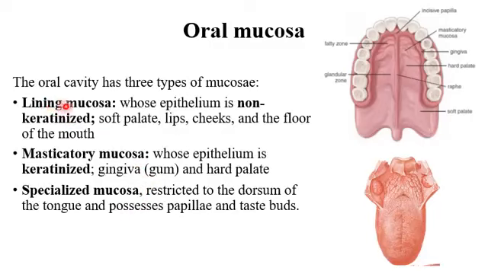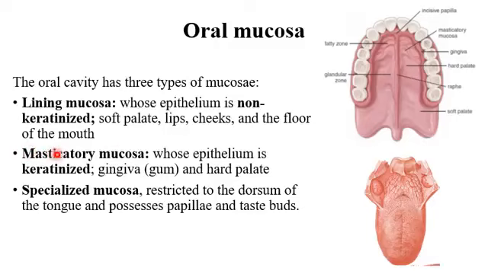The first type is the lining mucosa, and this type can be found in the soft palate, lips, cheeks, floor of the mouth, inferior surface of your tongue, and alveolar mucosal surface. At these sites, the lining mucosa covers muscles like your lips, cheeks, and tongue, bone as in the alveolar mucosal surface, or glands as in the soft palate, cheeks, and inferior surface of your tongue. The epithelium of this mucosa is non-keratinized.